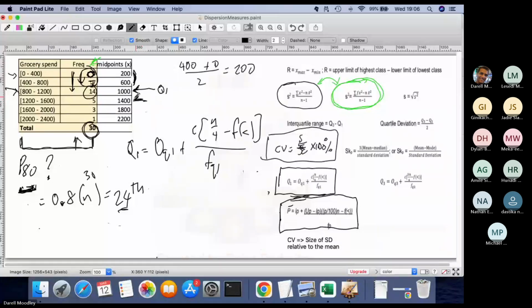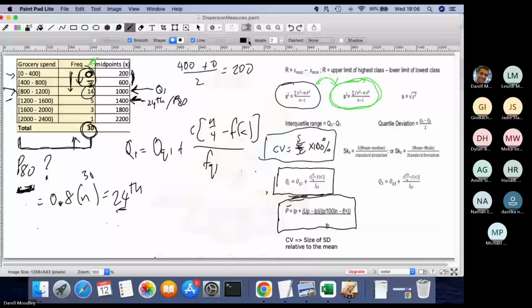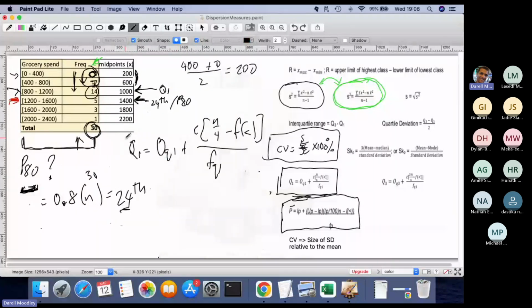So this is where your 80th person, the 24th person, would be. In other words, your P80 interval is this one. I'm going to mark it in red so we don't lose track of that. This is where your 80th percentile person would be: the 1,200 to 1,600 interval. So now all the values that we need to work this person out come from this interval.